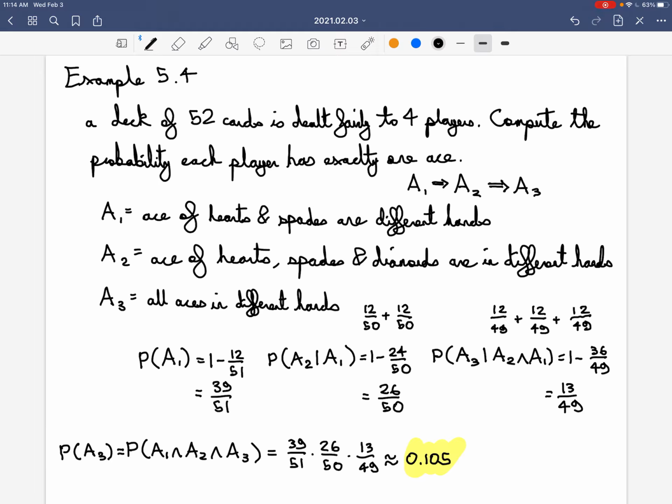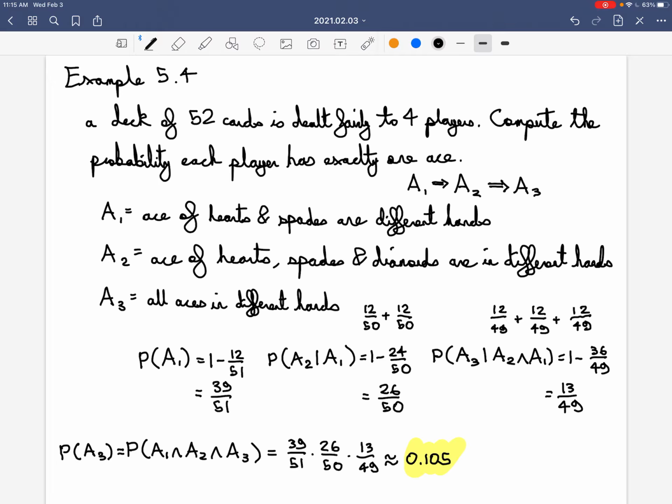So the probability that the ace of spades is in the same hand as the ace of hearts is 12 over 51, and the probability of the ace of hearts being in a different hand from the ace of spades is 1 minus 12 over 51, which is 39 over 51. Okay, so now let's assume that the ace of hearts and the ace of spades are in different hands.